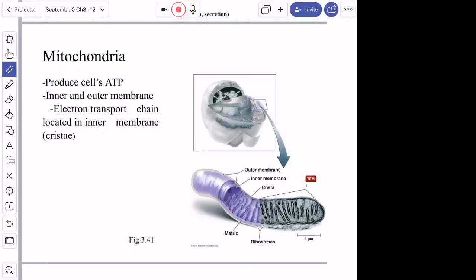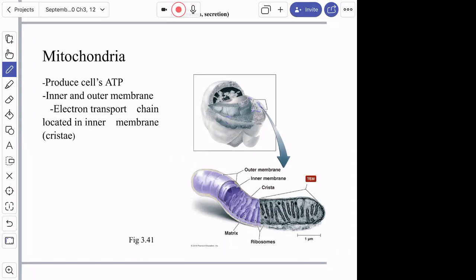Mitochondria, that's the cell's powerhouse. So in eukaryotic cells, this is where most of the cell's ATP is made. It does have two membranes, an inner membrane, an outer membrane, and that electron transport chain is going to be located in that inner membrane.